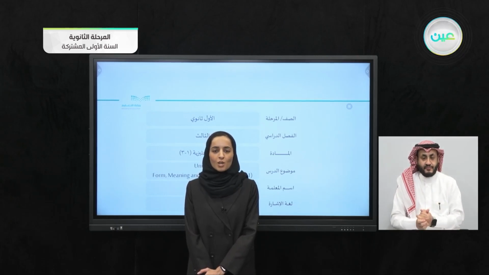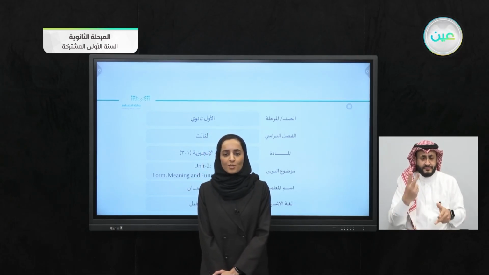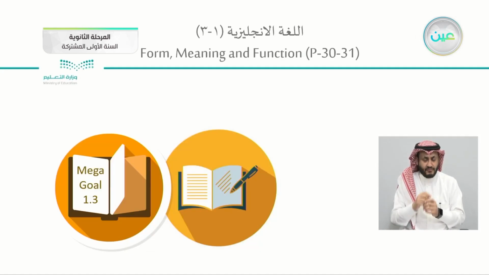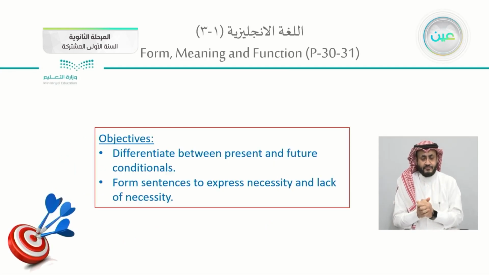In our lesson today, we'll continue with our second unit. Our lesson today is the form, meaning and function in your books, page 30 and 31. All you need for the lesson today is your books, page 30 and 31, a sheet of paper and a pen to take down your notes. So let's get started. By the end of today's lesson, you will be able to differentiate between the present and the future conditionals. Also, you will be able to form sentences to express necessity and the lack of necessity. Okay, so let's get started.